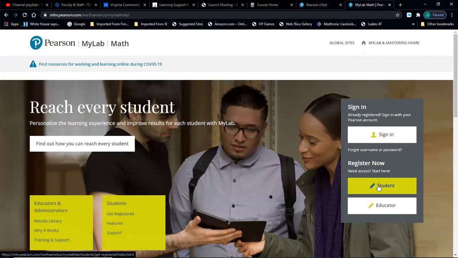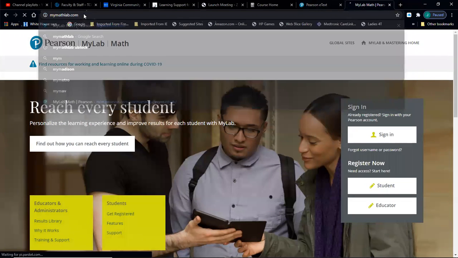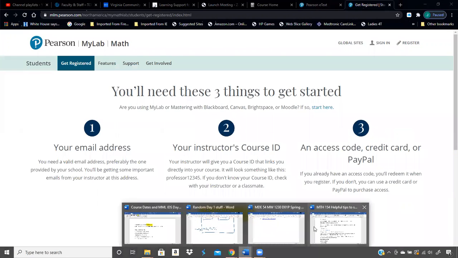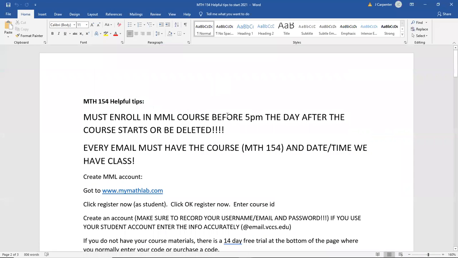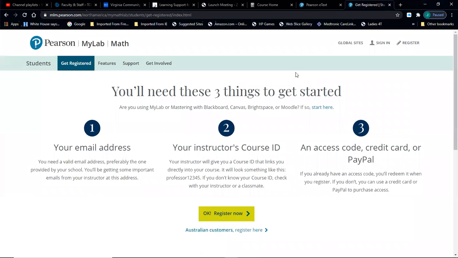So you're going to go to mymathlab.com. It changes the website after you type it and hit enter, but mymathlab.com, and you hit enter. You're going to click register now as a student, and all of these instructions are in that helpful tips to start file, which is also in your Canvas shell. So how to create an account. It tells you exactly what to do here, which is what I'm about to do. So I already clicked the register now as a student. It tells you the things you'll need: email, instructor, course ID, your code or PayPal or credit card, whatever.